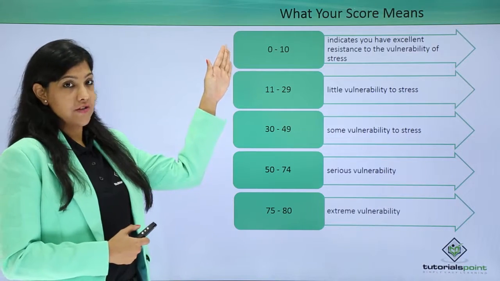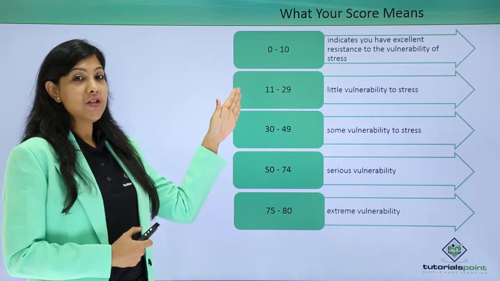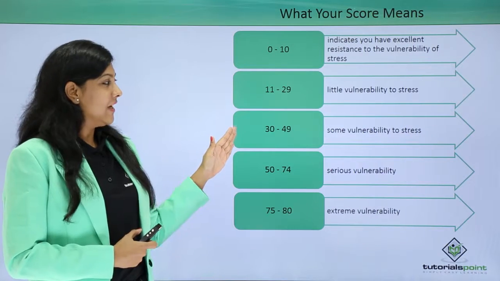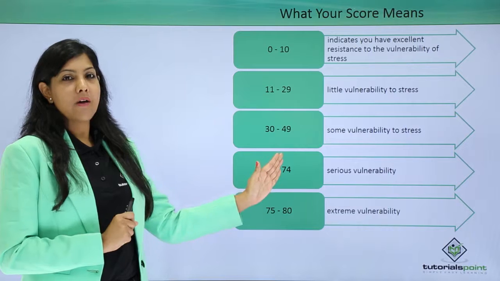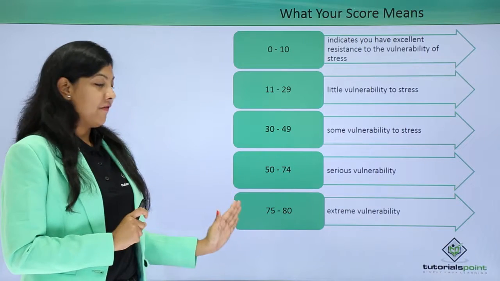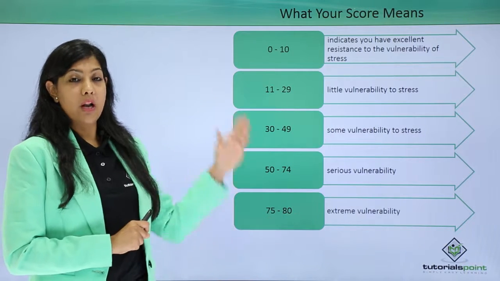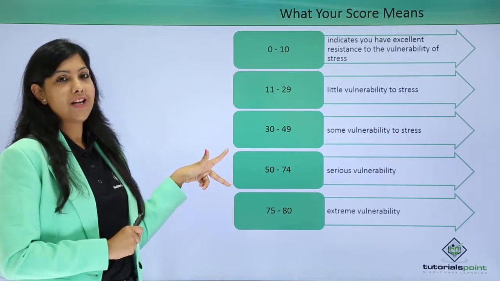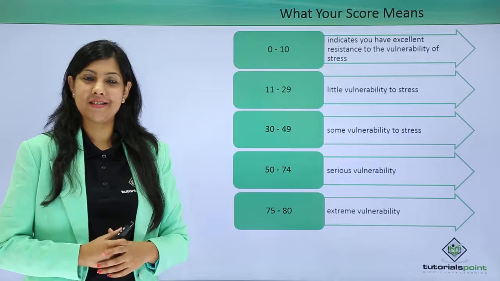If you have got scores between 0 to 10, it means you have an excellent resistance to the vulnerability of stress. If you have scored between 11 to 29, you have little vulnerability to stress. If you have scored between 30 to 49, you are somewhat vulnerable to stress, sometimes. 50 to 74, you have serious vulnerability to stress, and that's a zone wherein you wouldn't want to be. 75 to 80 is again a condition wherein you are extremely vulnerable to stress. Well, out of all these scorings, I would ideally want you to be in the first two, which is good. If you are amongst the last three, not a good sign. It is something that you need to start working on, your tolerance level, to decrease your vulnerability to stress.